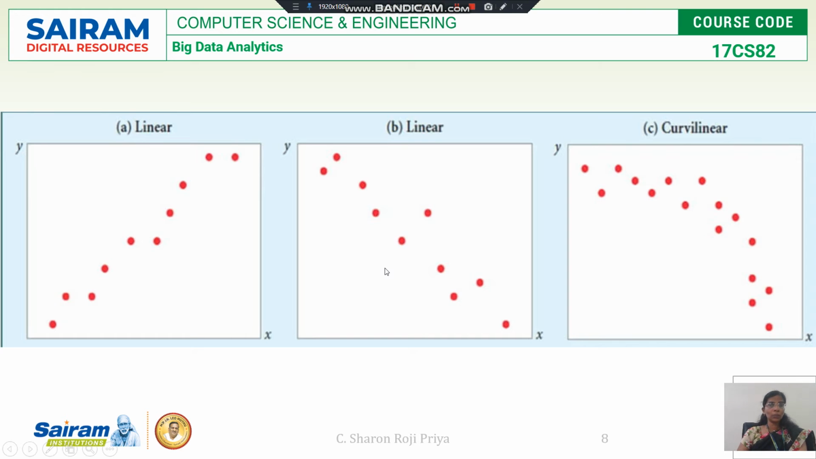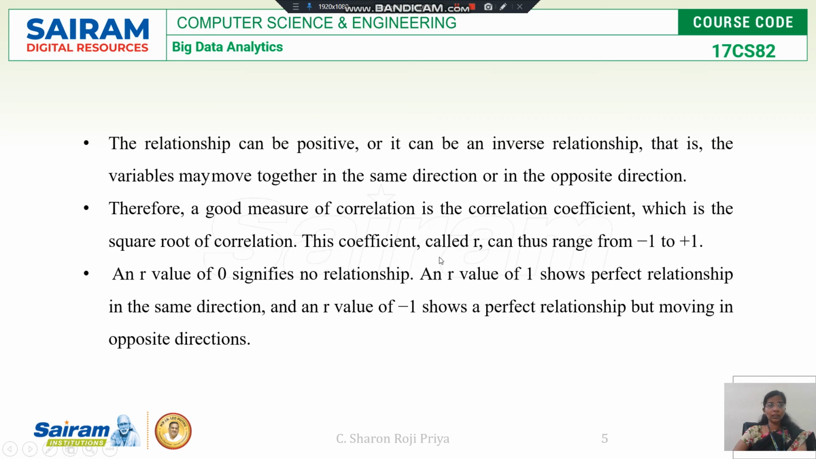In an inverse relationship, one will be in the increasing mode, the other in the decreasing mode. If you find the best fitting curve for this, it will be a straight line only, but it is an inverse relationship. The relationship can be positive or inverse. If both travel in the same direction, it is a positive one. If the two travel in different directions, it is an inverse relationship.